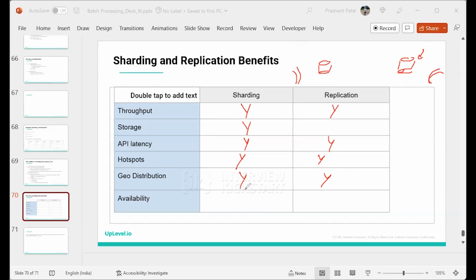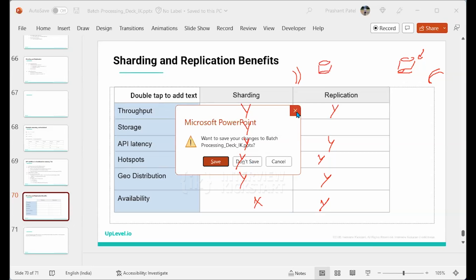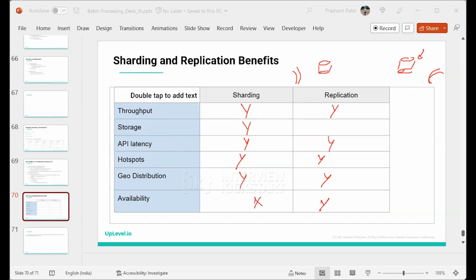So what about availability? Did sharding do anything for availability? No. And what about replication? Correct. Okay, and what about the system? Is it consistent or available? It's more available, right? Okay.